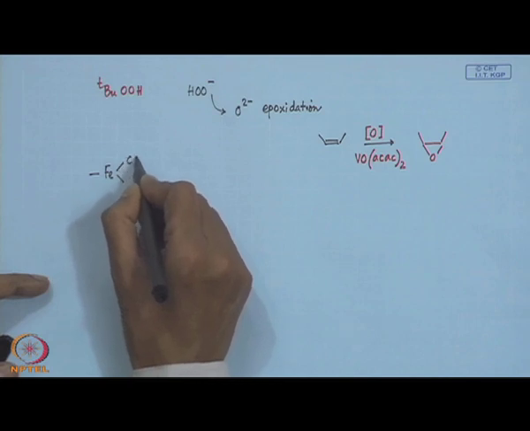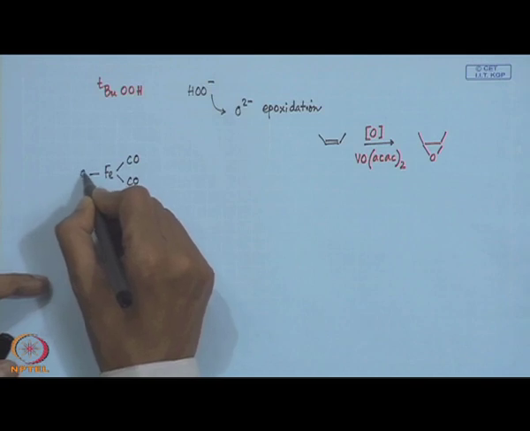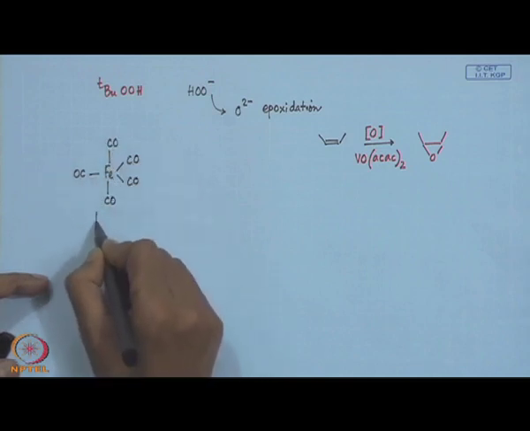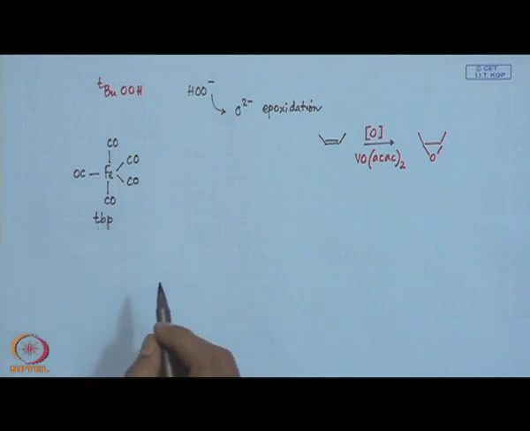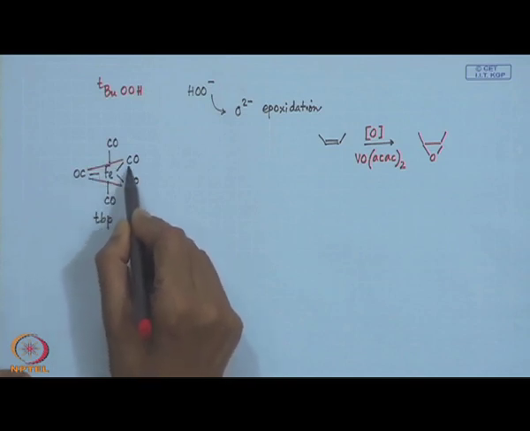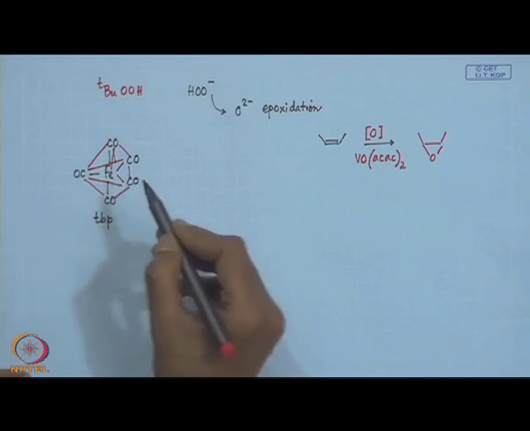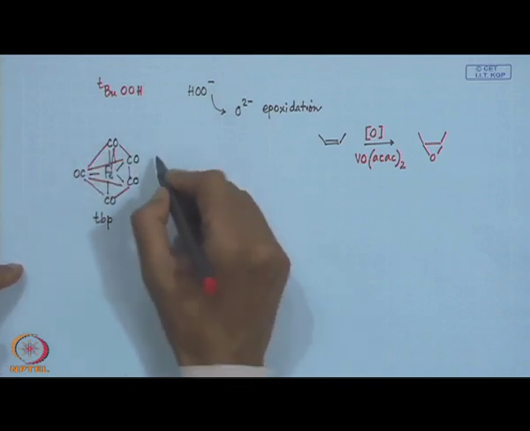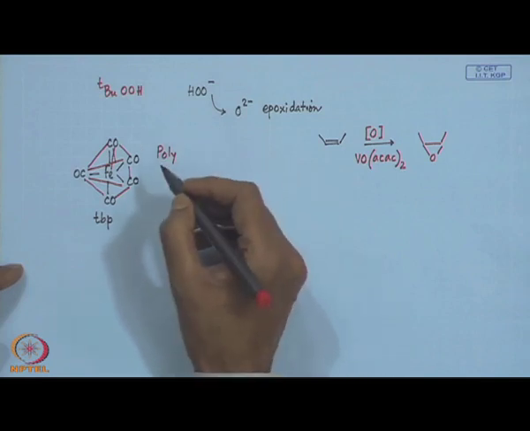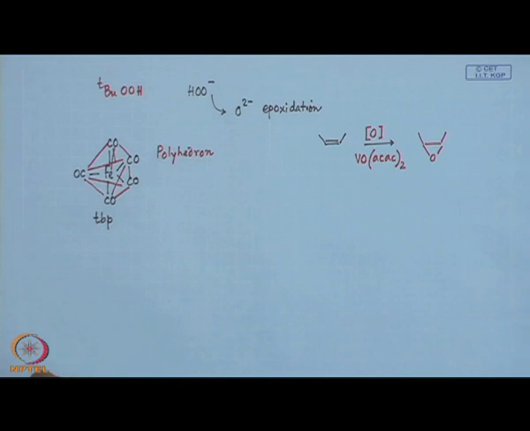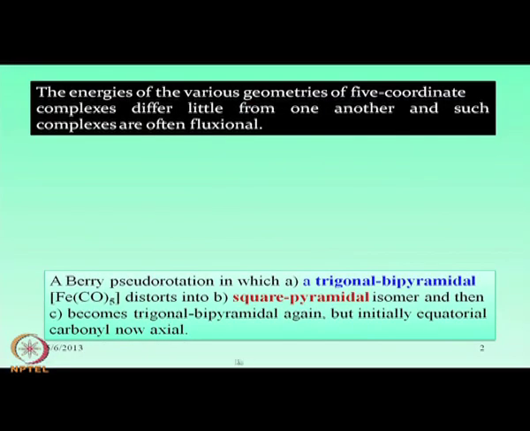So, this pentacarbonyl compound has one form which is trigonal bipyramidal in geometry. So, this TBP geometry is present, and the corresponding polyhedron is trigonal bipyramidal in structure. So, in one particular form, this will be stabilized with this geometry.